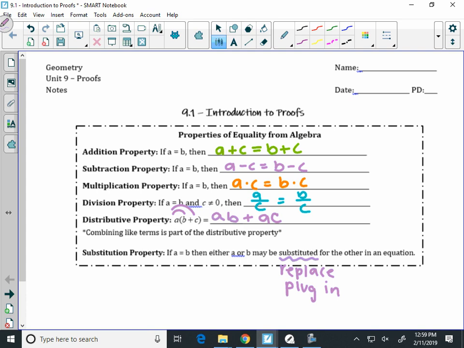Questions over those? Those are things that you talked about in Algebra 1, the properties of equality.